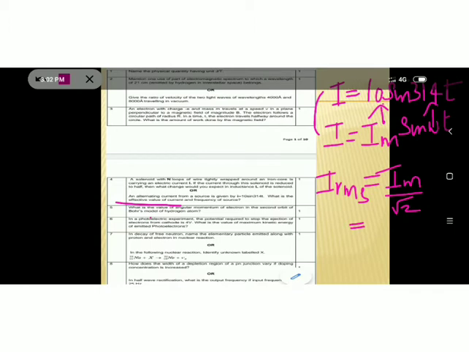Now you are supposed to find out the effective value of current. What is meant by effective value of current? Effective value of current is IRMS. So how will you find out IRMS? IRMS is the effective value of current, and IRMS is equal to Im by root 2. And you know what is Im? When you compare these two expressions, Im is equal to 10. So 10 by root 2. Okay, and 1 by root 2 is 0.707.